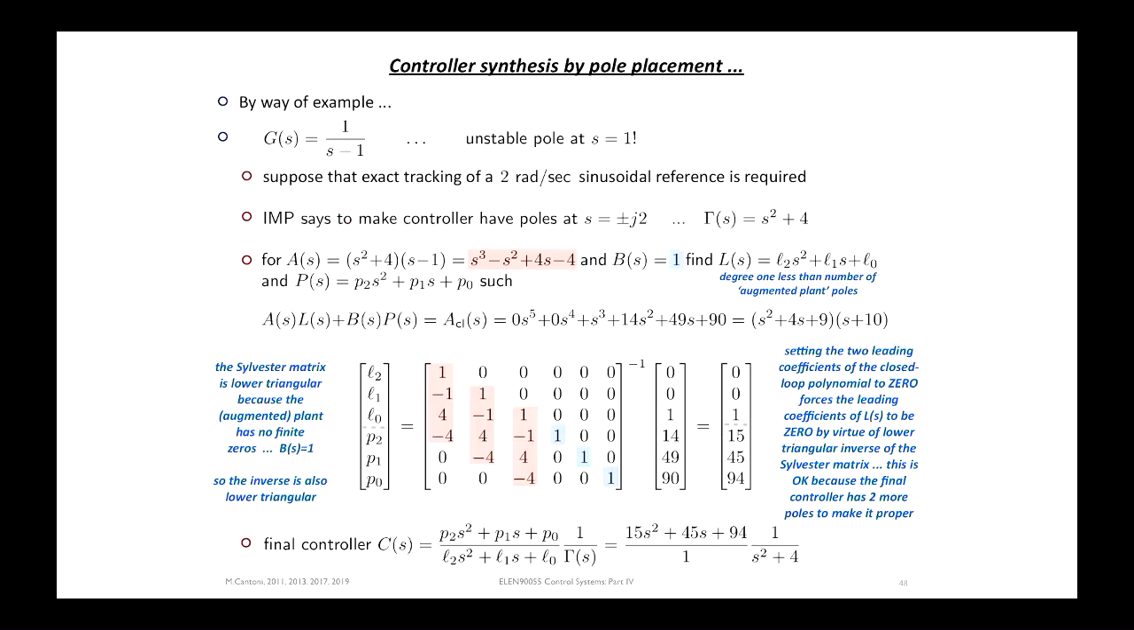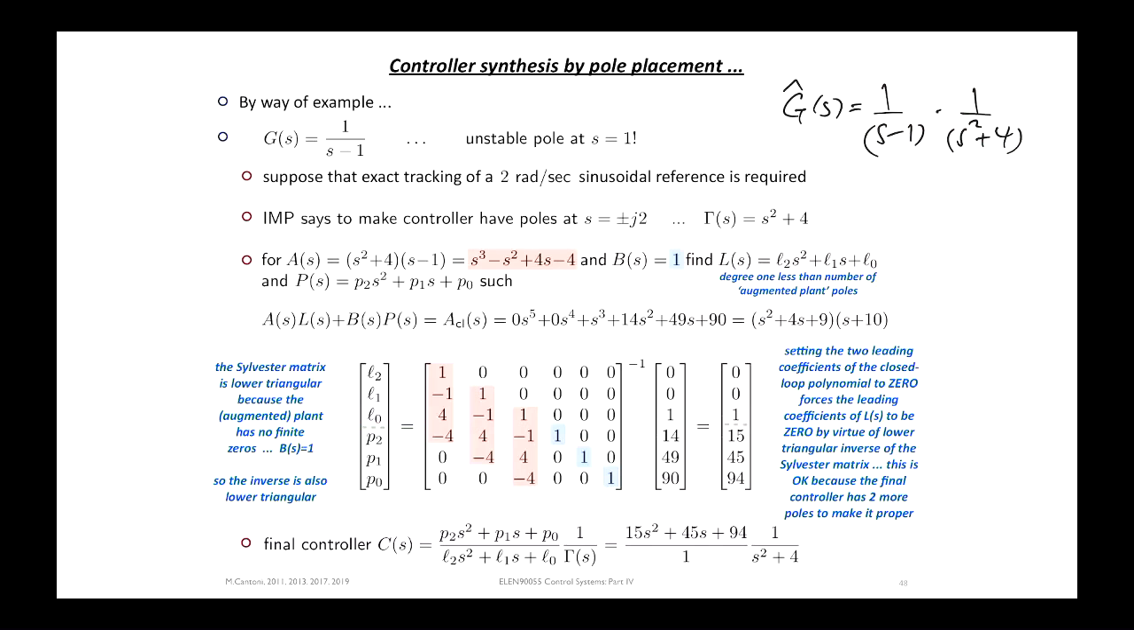So the internal model principle tells us that we need the open loop transfer function, which is the product of the controller and the plant transfer function, to have poles at s equals plus or minus j2, right? So the corresponding generating polynomial is s squared plus 4. All right. So we now absorb that into the plant, right? So we've got an augmented plant transfer function, which will be 1 on s plus 1 times 1 on s squared plus 4. Okay. So your A is now the product of these guys, right?